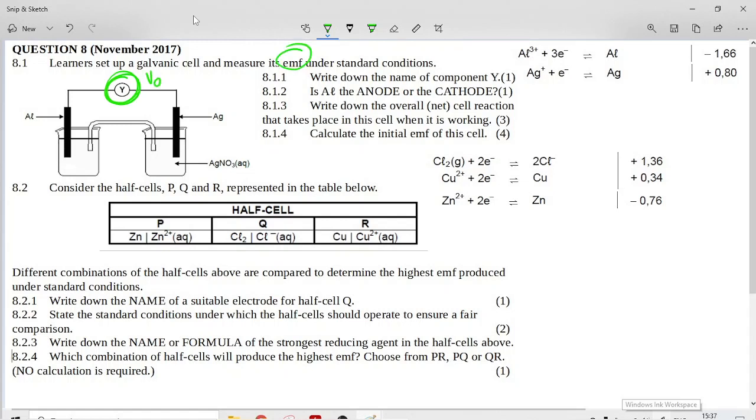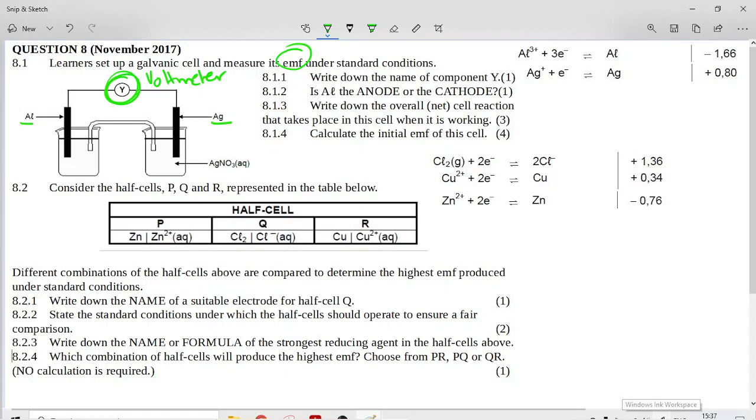We measure EMF with a voltmeter or a multimeter. You could technically put an ammeter there, but because we're measuring EMF, we need a voltmeter. Now it says, is aluminium the anode or the cathode? Can you see there's aluminium and silver over here?